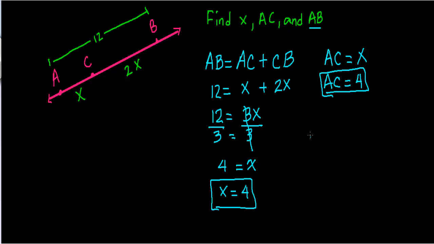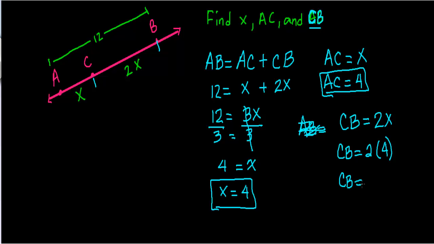Now let's find AB. AB is equal to what? I'm sorry, it should say CB. CB. Okay? So let's scratch this out. Let's look for CB. CB is equal to what? What's the measure of CB? It measures 2x. So I substitute: CB is equal to 2 times x. X we already found to be 4. So that means that CB is equal to 8.